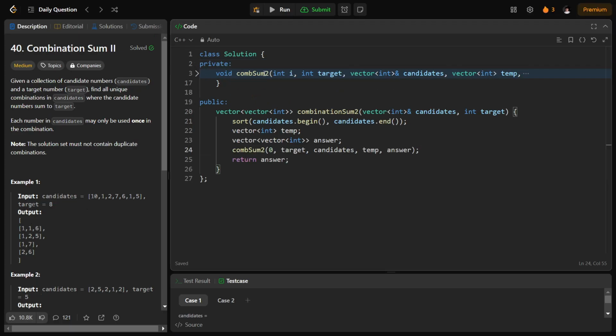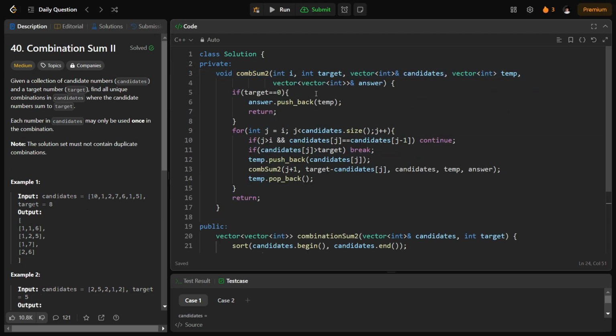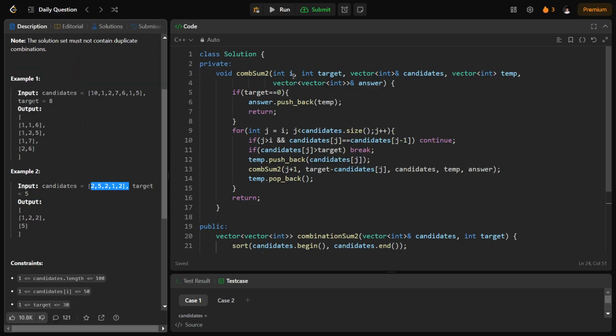Okay, so let's look at Combination Sum 2. It takes an integer i, a target, candidates, temp, and this answer as well. So the logic is this: whenever you call combination sum for i, since the list is sorted, in this case let's say 1, 1, 2, 2, 2, 5, starting from index i till the end of the list, am I able to get this target value or not? That is what this recursive function is doing. Starting from index i to the end of the list, can I get this target value? That is the whole logic.